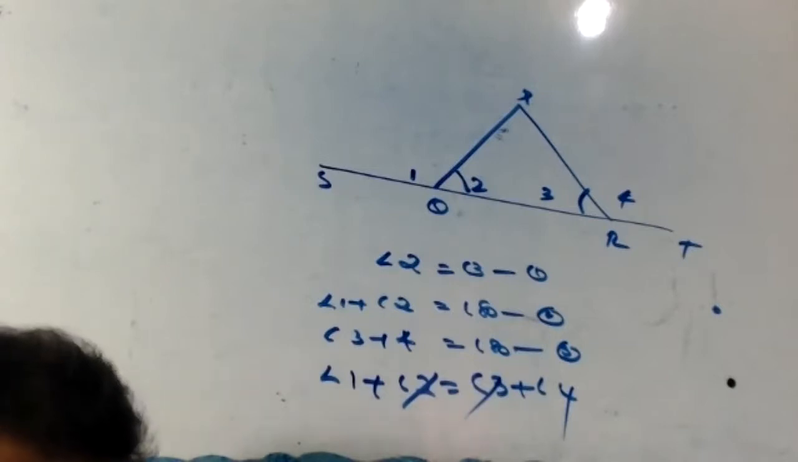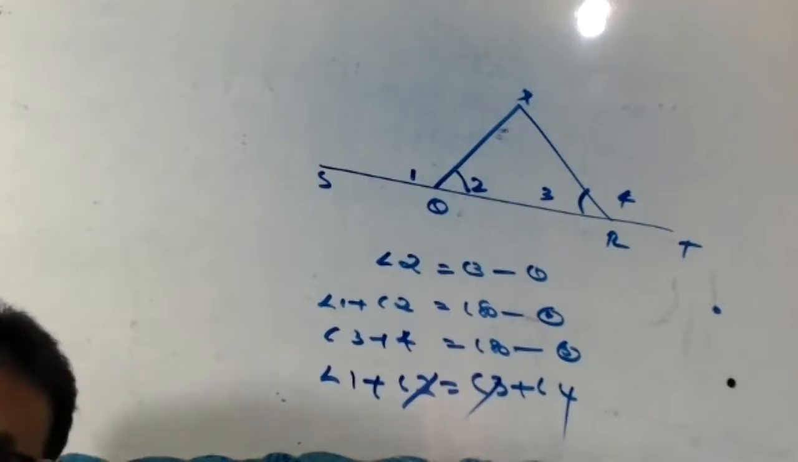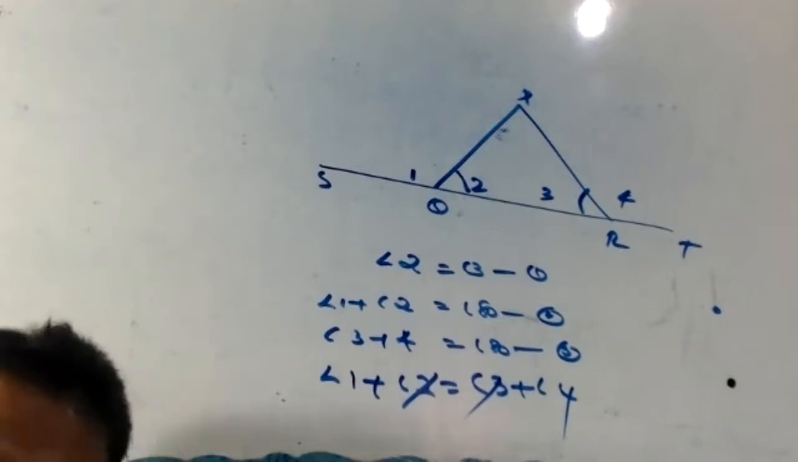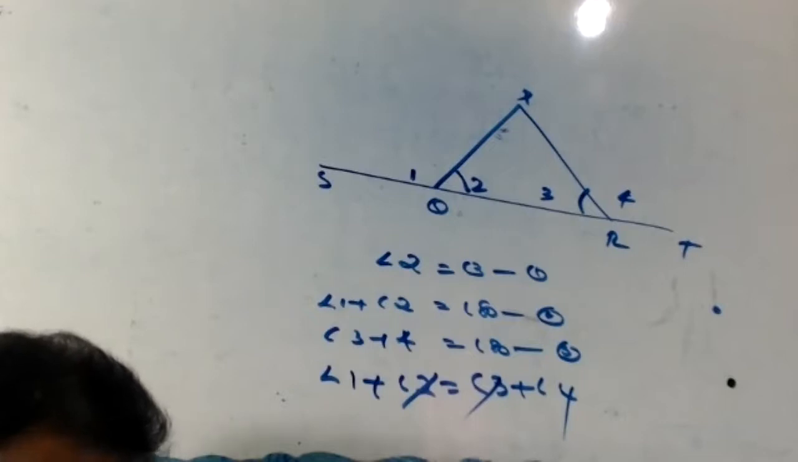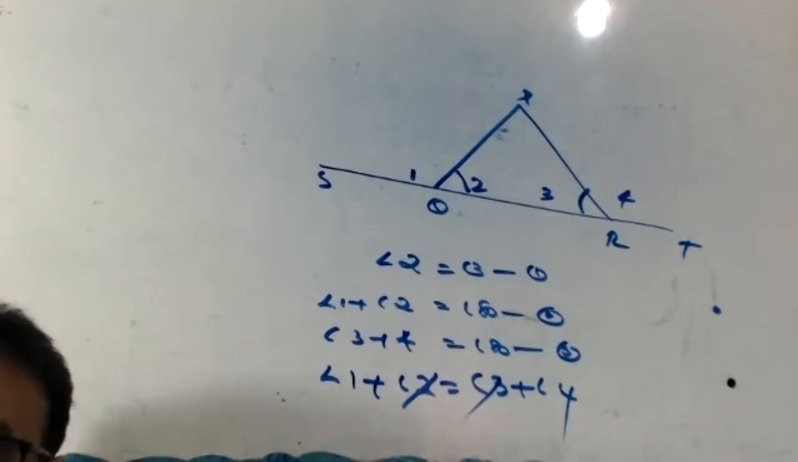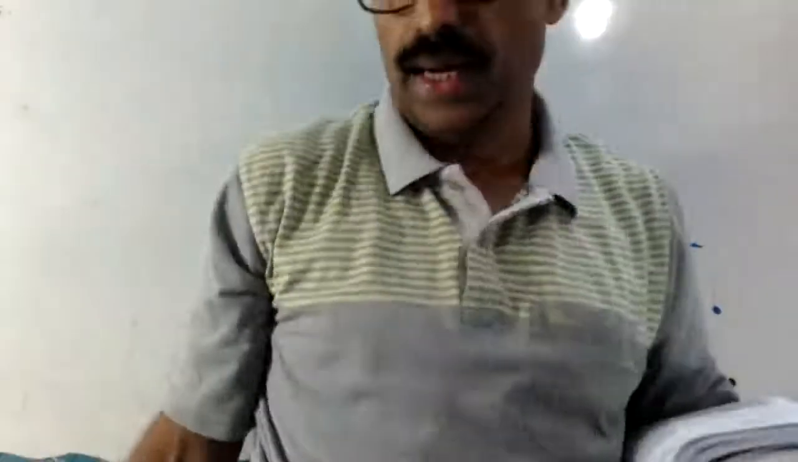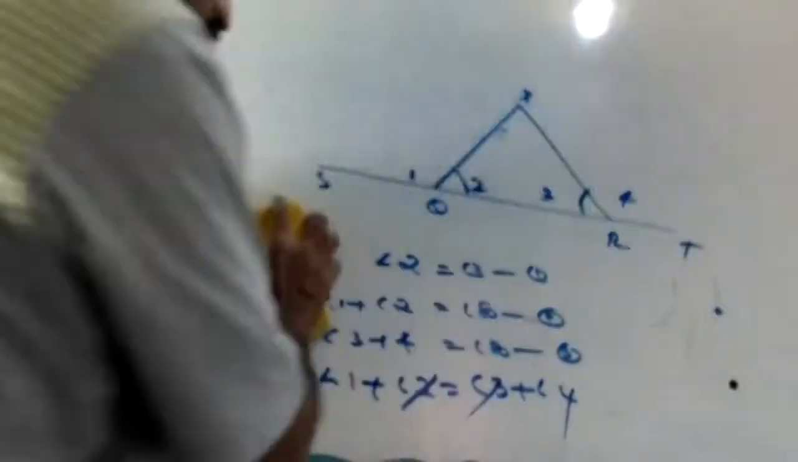In figure, angle 3 and angle 4 are exterior angles of quadrilateral ABCD at points D and B.